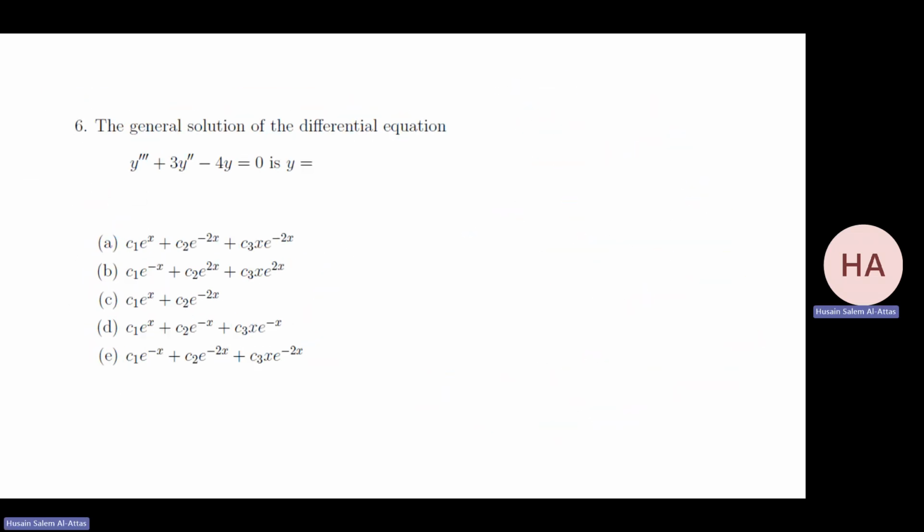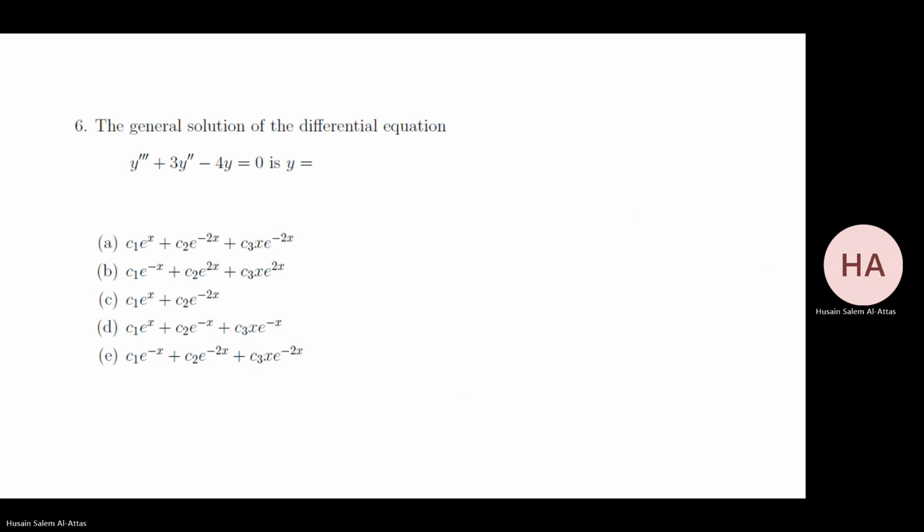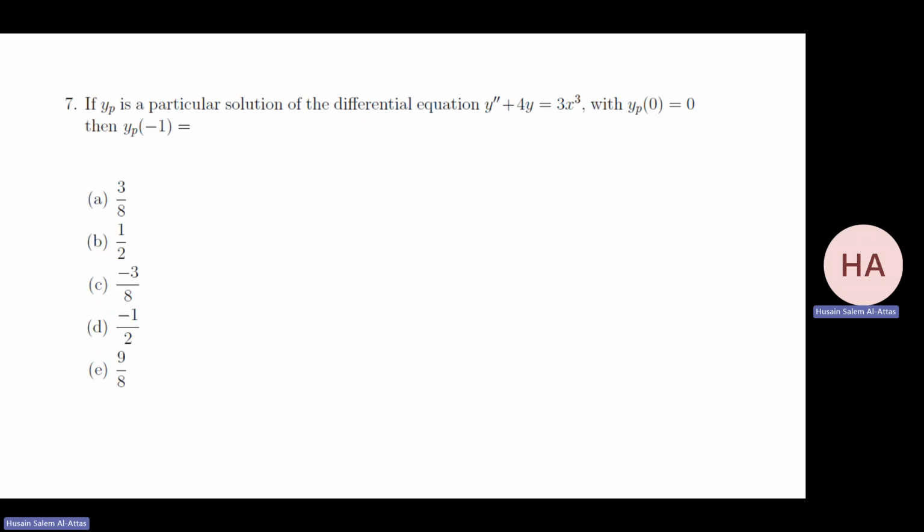Okay, let me continue. This is the same question. What is this? The general solution of this. The same one, so this is the answer. Good. y_p is a particular solution of this differential equation with y_p at 0 equal this. He wants to find y_p at minus 1.